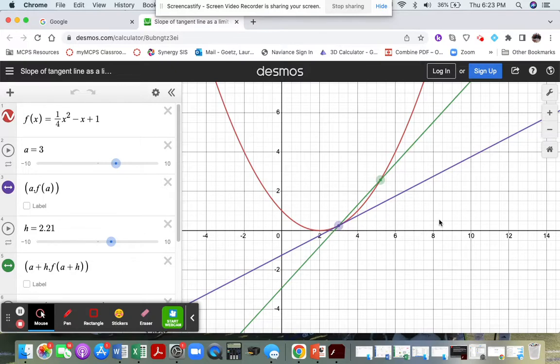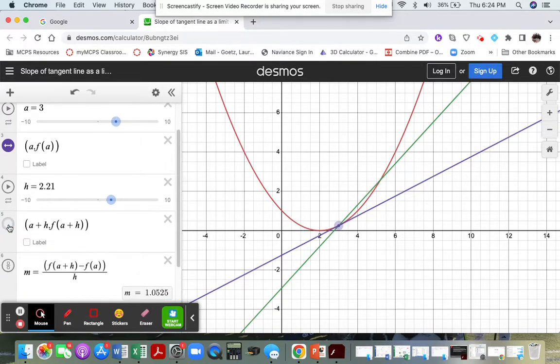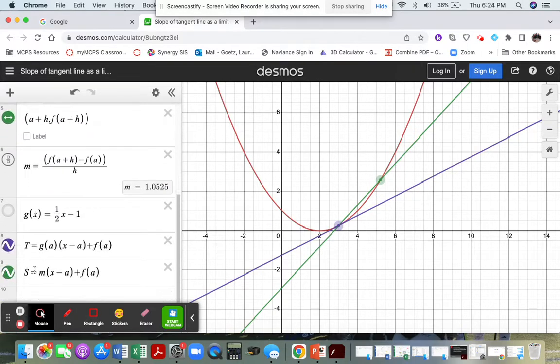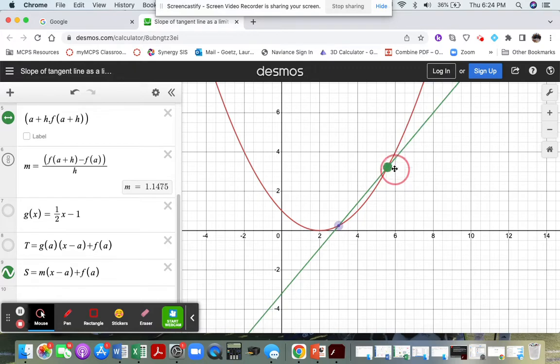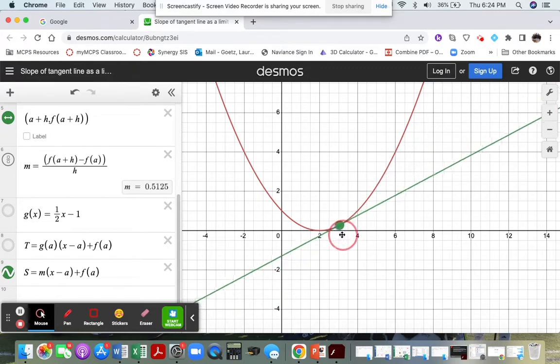There we go. So this is kind of cool, right? I'm going to turn off, let's see, the red graph is the parabola. I want to turn off the purple equation. And this now is the slope of a secant, right? Can you see the slope of the secant here? Because it's 2 points. But I want you to look what happens as I drag the slope of the secant on top of here. That's the slope of the tangent, right?